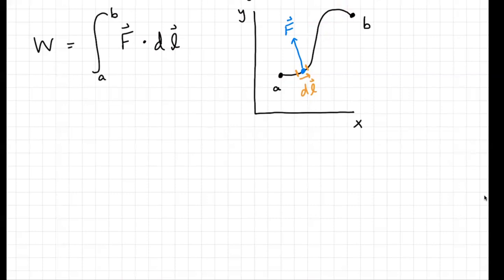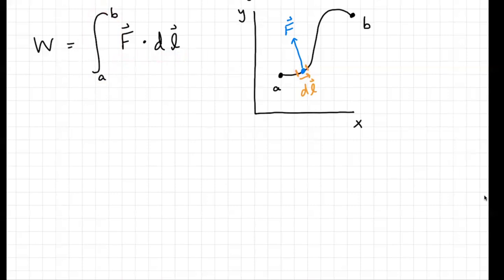So what I'm doing is I'm taking a dot product between the force and the little displacement at every section along the path and then adding those up. So the way to think about what the integral is doing is it's adding up the contributions of all these little calculations of the dot product of F and the displacement at every section along the path. That's what this integral expression is doing.